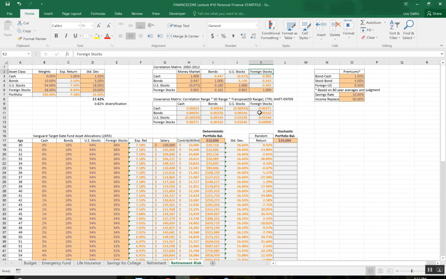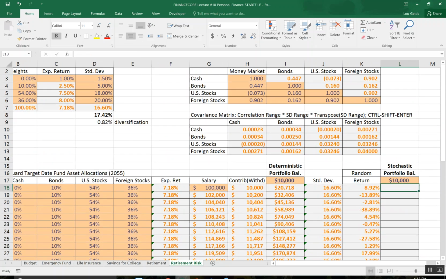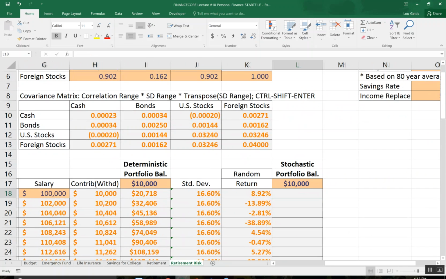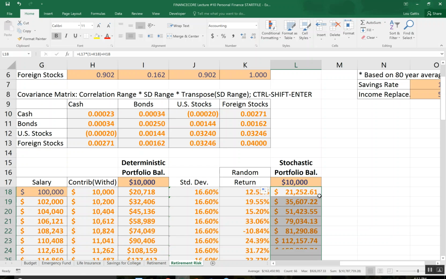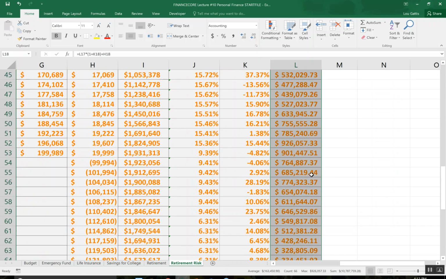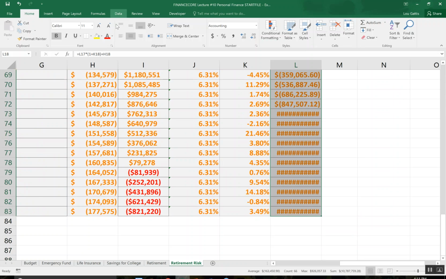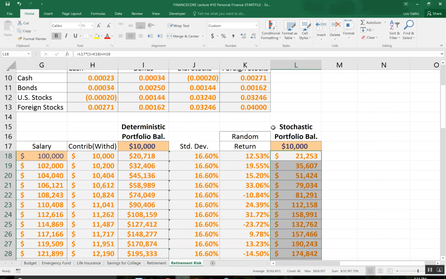Our last formula. Our portfolio starts out, let's expand this a little bit, at $10,000. That portfolio is expected to grow by this random return, and we're going to contribute this $10,000 at the end of that year. So the portfolio starts out at $10,000, grows at this random return, plus my contribution. I'm going to copy that down. And what you see is the last 5 years of our life here. Get rid of some decimal points.